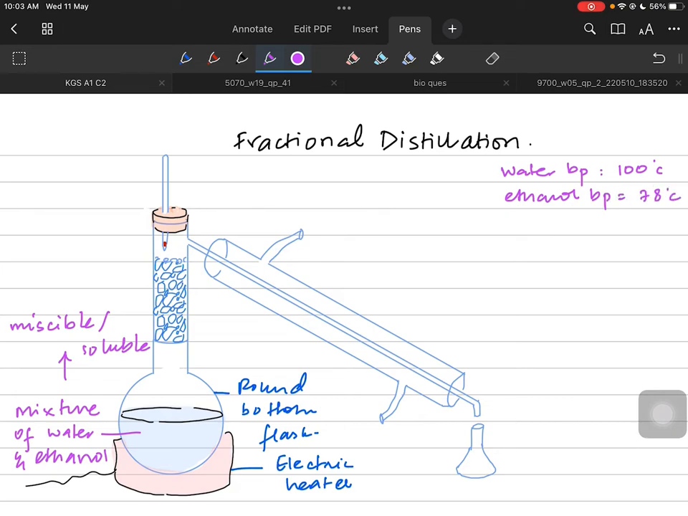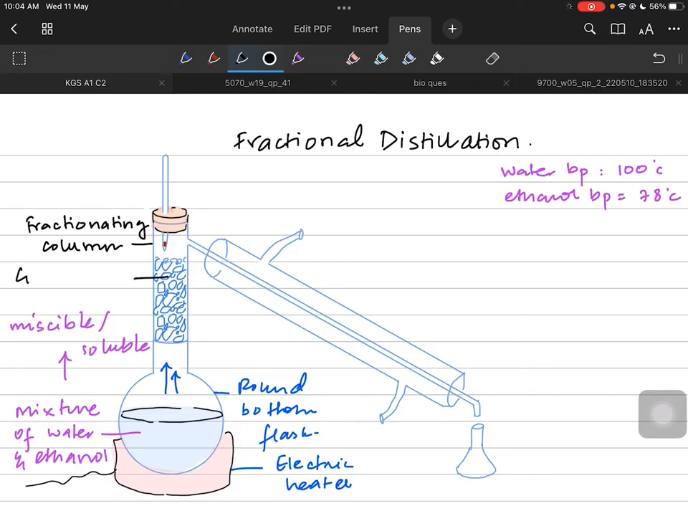When the heat is provided, the ethanol and water both are going to vaporize. They're both going to turn into vapors. That's where the fractionating column comes in. The cylinder on the top of the round bottom flask is the fractionating column. It has small glass beads filled in it.